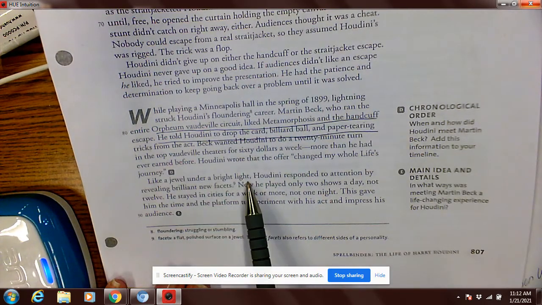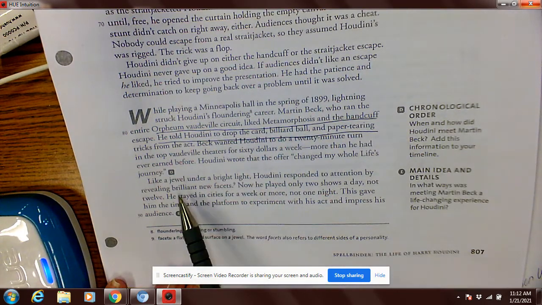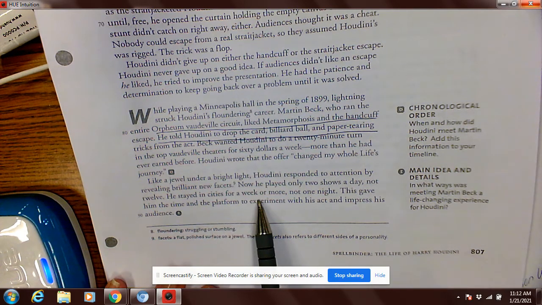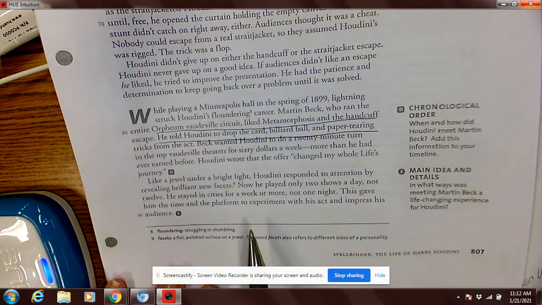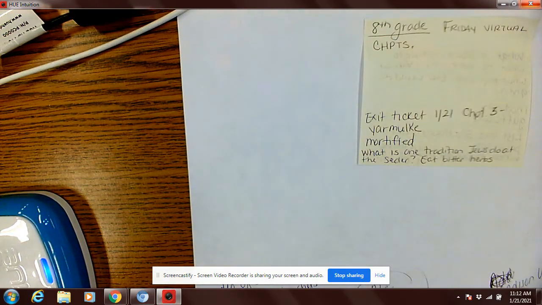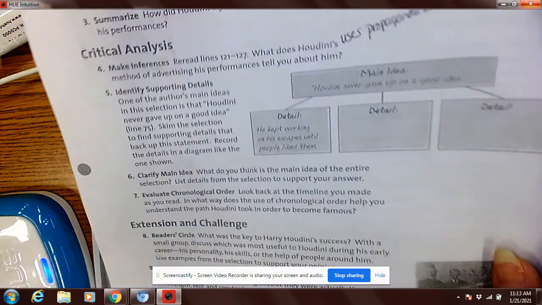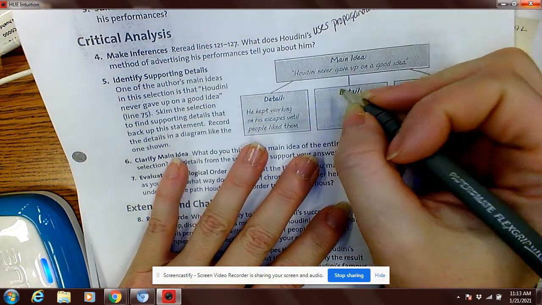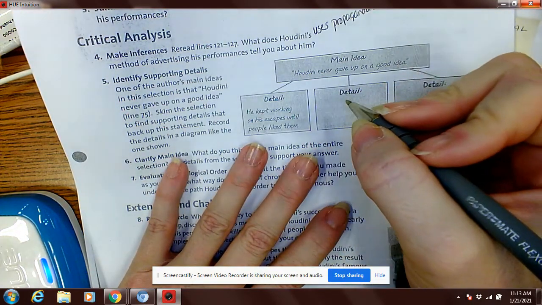Like a jewel under a bright light, Houdini responded to attention by revealing brilliant new facets. Now he played only 2 shows a day, not 12. He stayed in cities for a week or more, not one night. This gave him the time and the platform to experiment with his act and impress his audience. So I would think that that could be a detail, right, to support he never gave up on a good idea. So let's just summarize it.